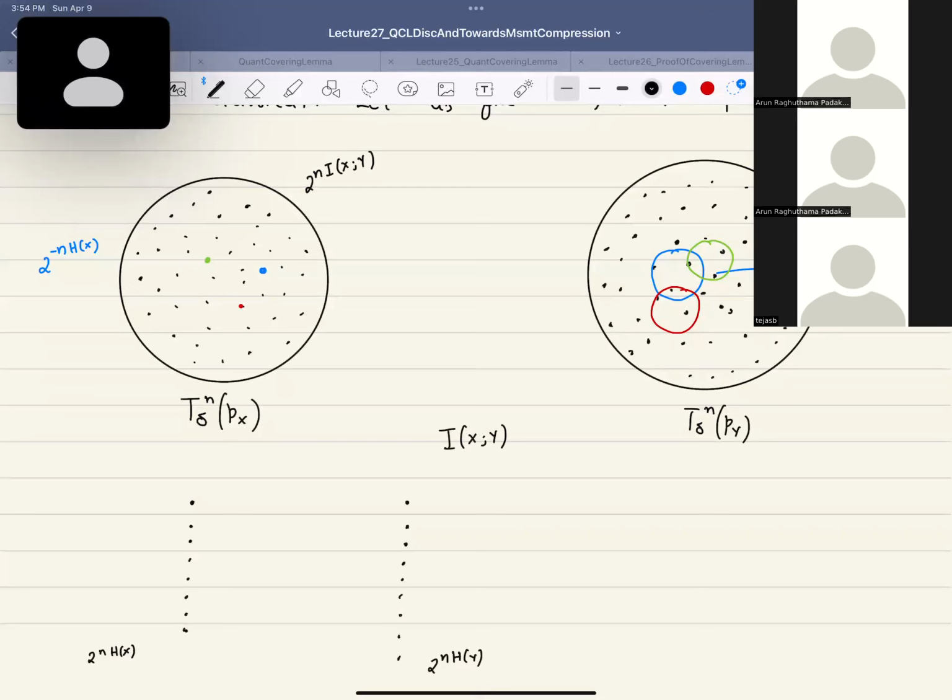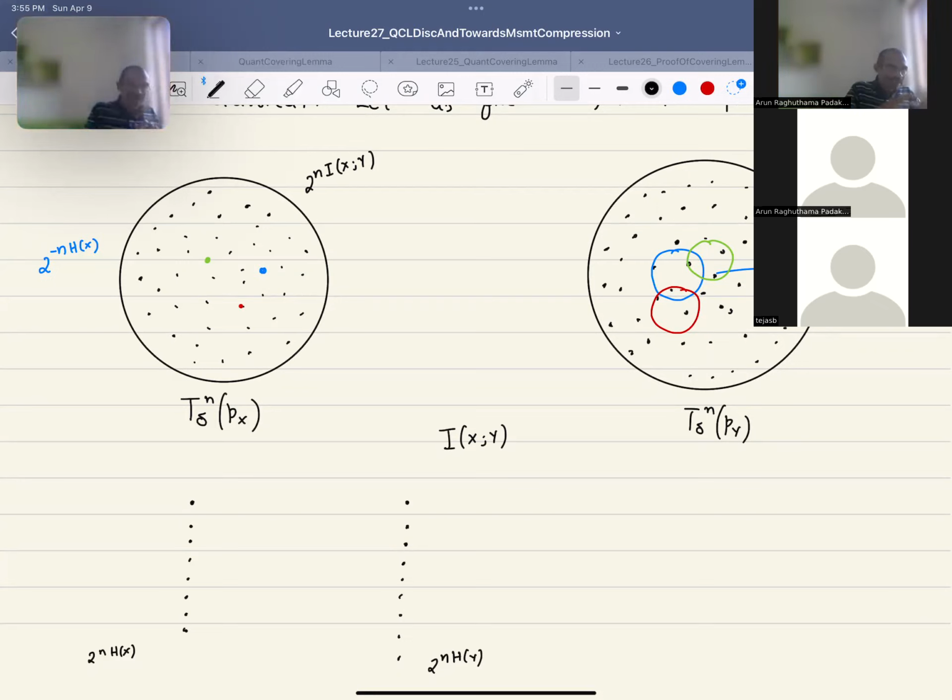You picked something today, it has a particular footprint on the right. You picked something else, it has a different footprint on the right. Now you picked something, and with very high probability, those footprints are completely disjoint on the right, if the exponent of your picking happens to be less than I of x colon y.